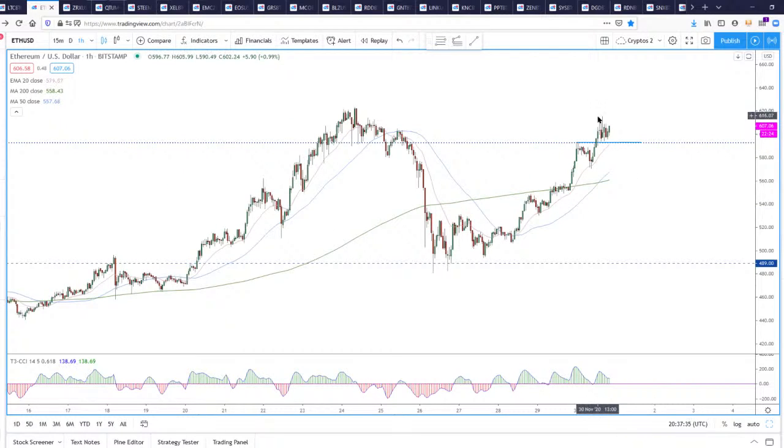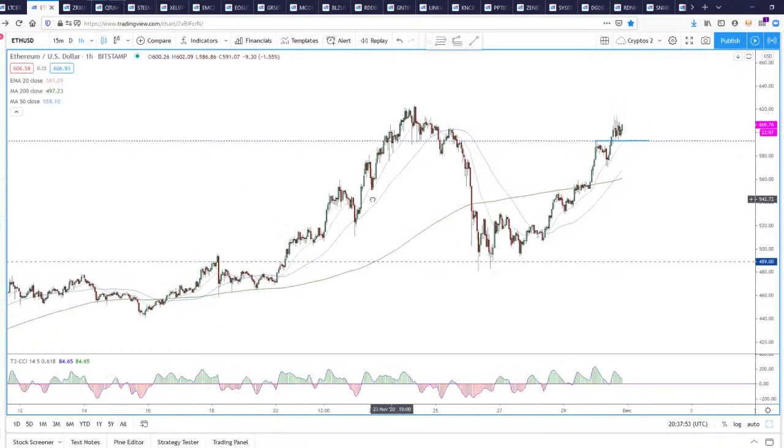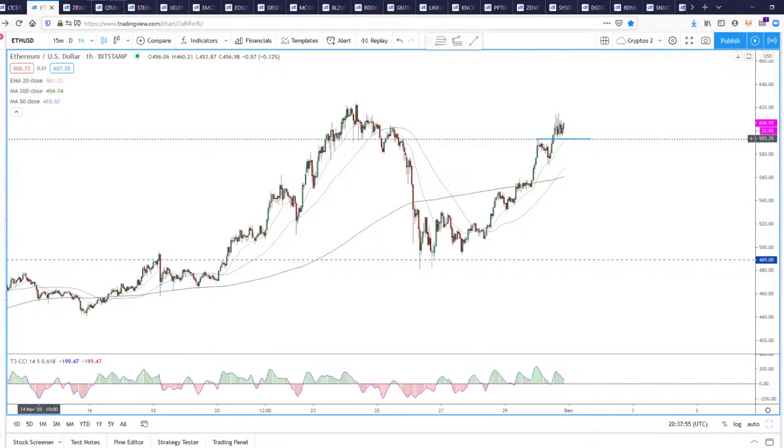So as long as we stay above this, I think we're in a pretty nice uptrend. But again, I can't find a way to count this. I feel like whether we make a new high or not, we're still going to be owed a C leg, a third leg of correction, before we go higher.